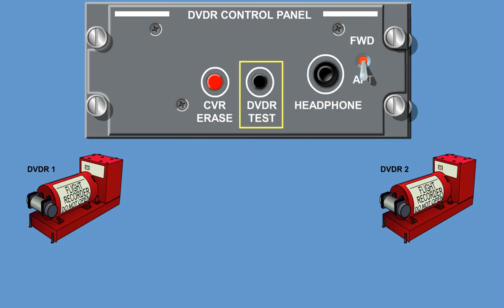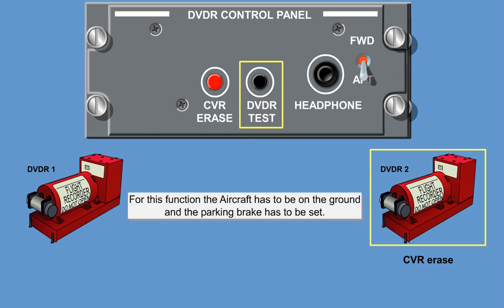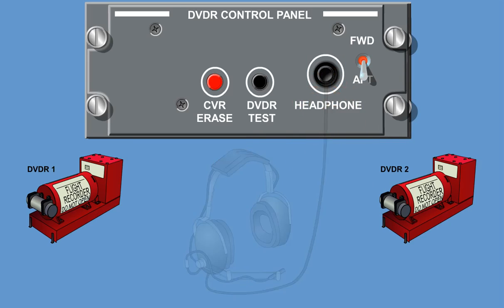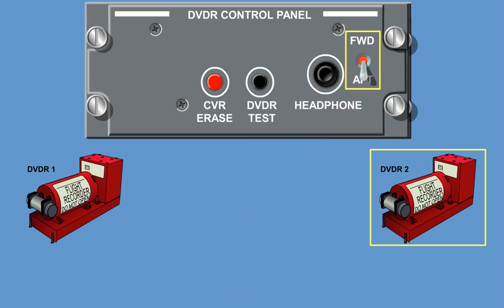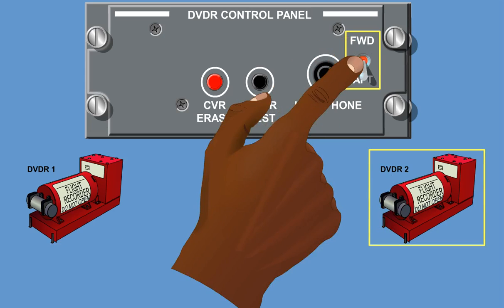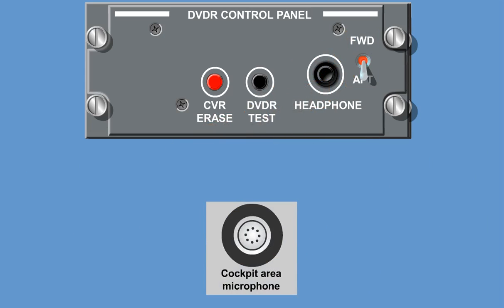The status light illuminates for a successful self-test of the flight data recorder and cockpit voice recorder. For this function, the aircraft has to be on the ground and the parking brake has to be set. A headphone jack is available for audio monitoring. The position of the forward-aft switch also determines the CVR audio monitor source, forward or aft DVDR. The cockpit area microphone, CAM, picks up area audio and delivers it to the preamplifier of the DVDR control panel.